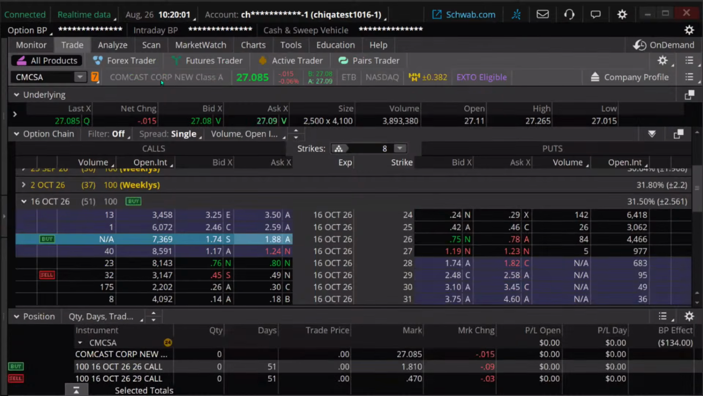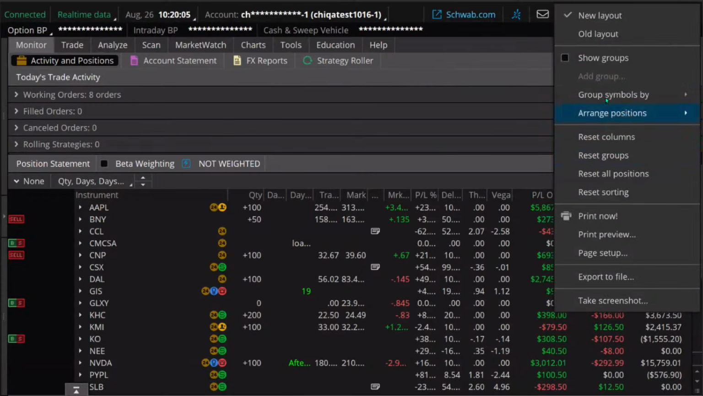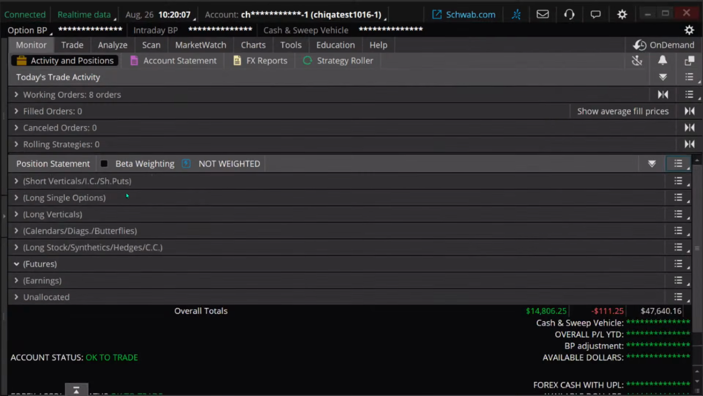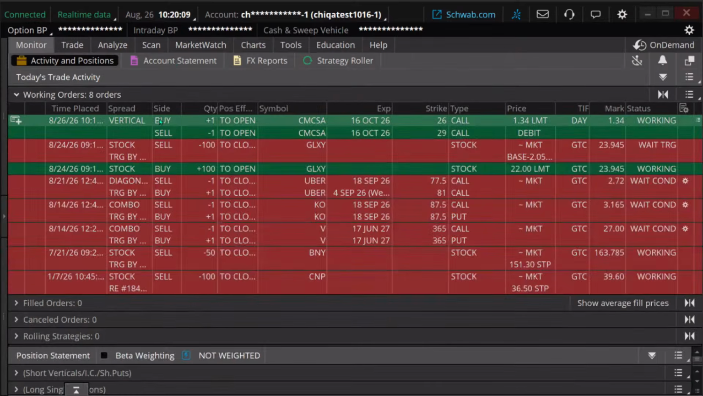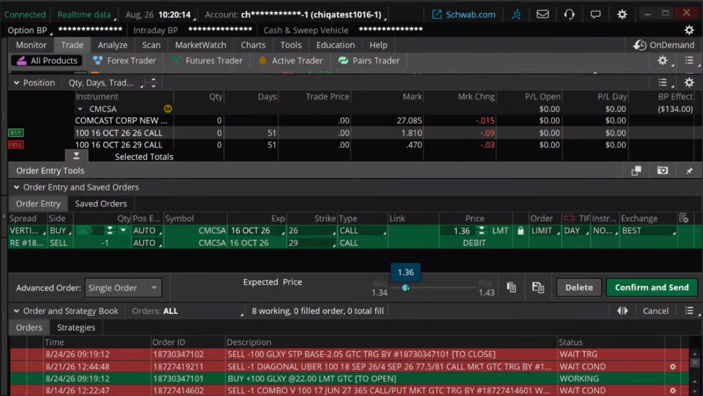Okay, so we just sent that and it's thinking. Let me show my groups here and see if we can get this to fill. I'm going to right click on this and cancel and replace it. It went in at the mid price. I'm going to have to go off the mid price a little bit to get a fill.